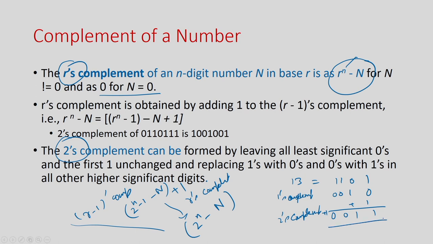Now you can do it this way: you first complement the bits and get the 1's complement, then you add 1. In general, you can also get it directly. What you can do is keep all the least significant zeros as they are and the first 1 unchanged, and then replace the other 1s with 0 and 0s with 1, right. For this example of 1101, you keep the bits till the first 1, and if there are some 0s here, you keep them as they are. After the first 1, the rest of the bits you complement. So from here I can directly get the 2's complement this way.